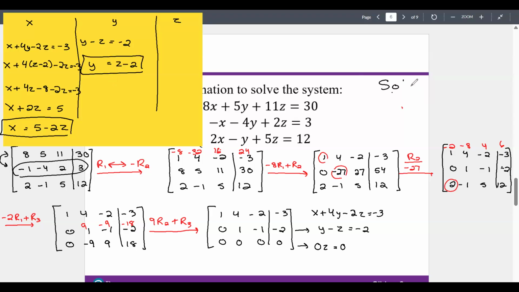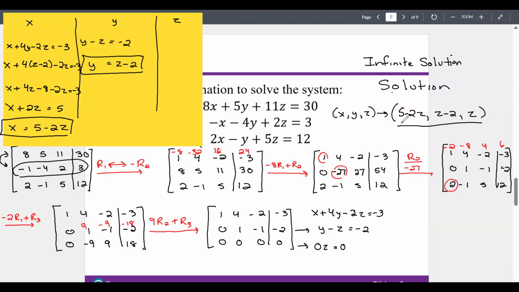And so we have x is going to be 5 minus 2z. So my solution, like I said, it's an x, y, z, except we do not have numbers for that. Sorry, x is going to be 5 minus 2z. Y is going to be z minus 2, and then z is going to stay z. So we have infinite solutions. We have infinite solutions, it's just that it's dependent on the set of equations.